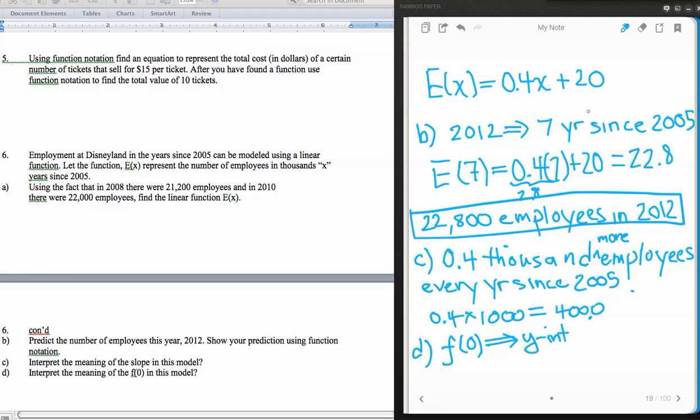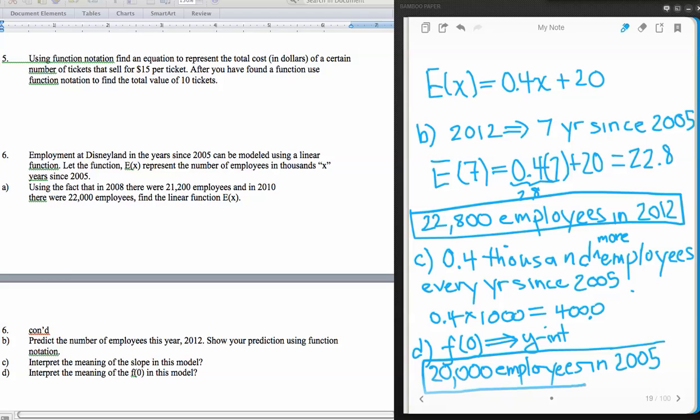So we say there's 20,000. So there were 20,000, and I'll just write that as a number so that we don't get confused, 20,000 employees in 2005. And that's our interpretation of the y-intercept, which is what f of 0 represents. And that probably should have really said E of 0 there, because that's what we're talking about in our model. And so those are the real world application problems that we've been talking about over several chapters.